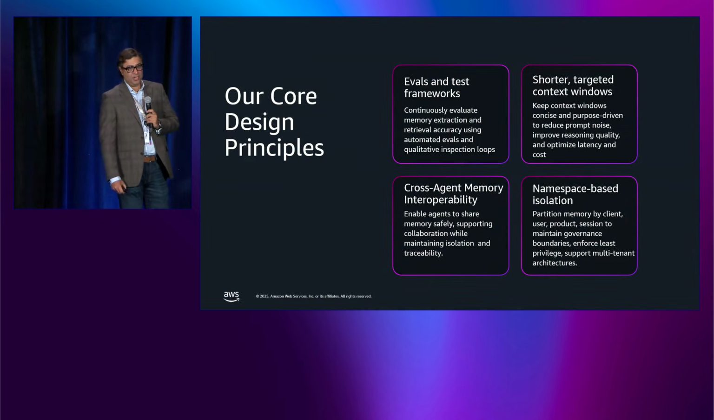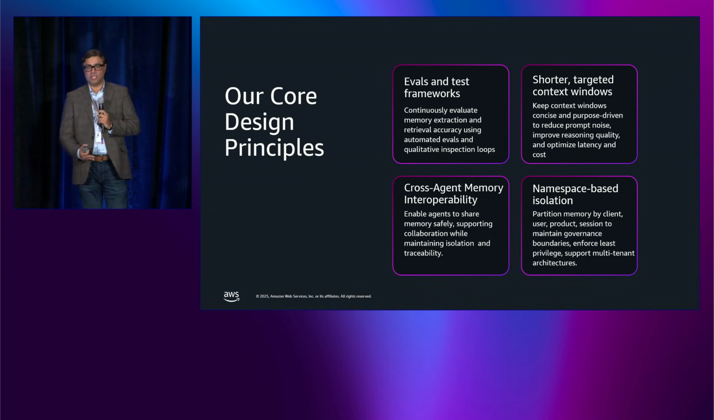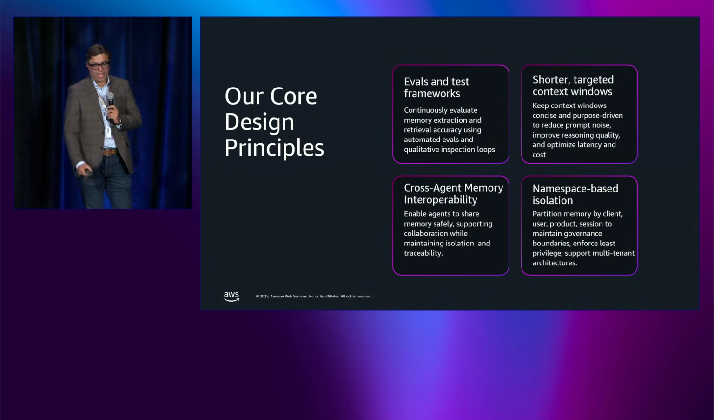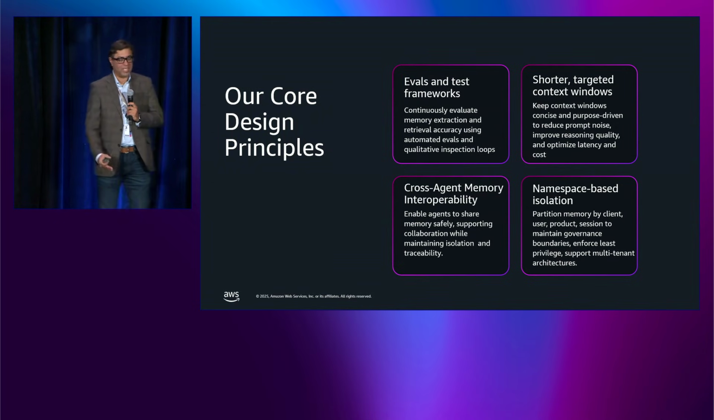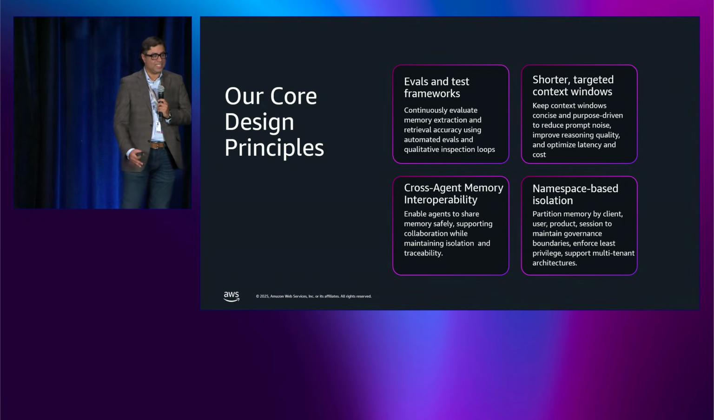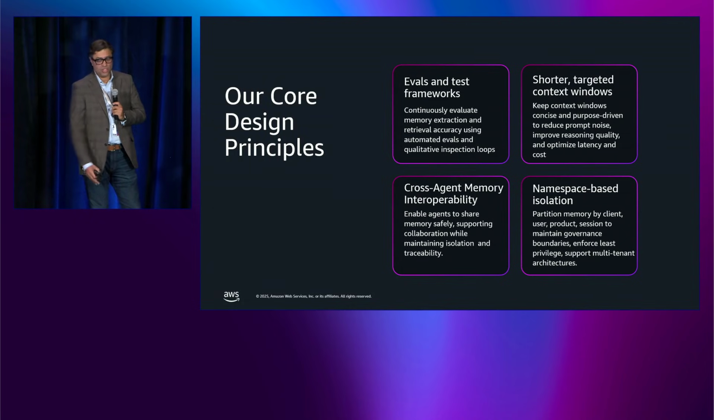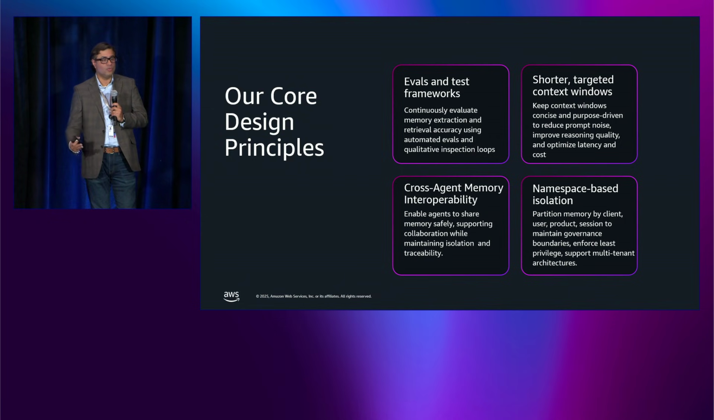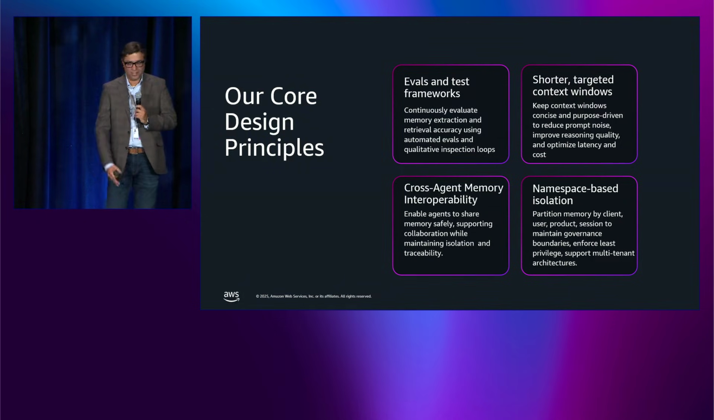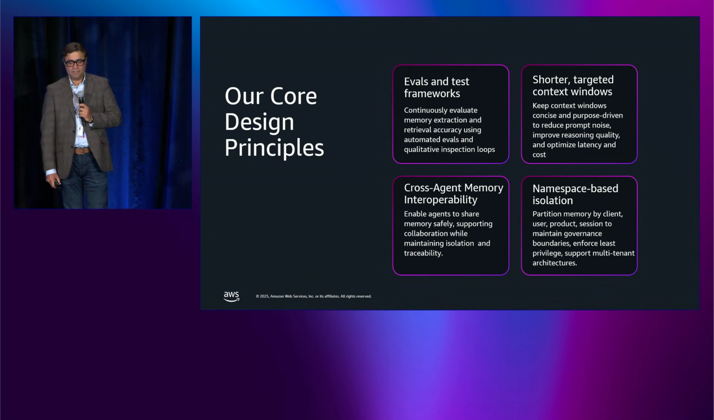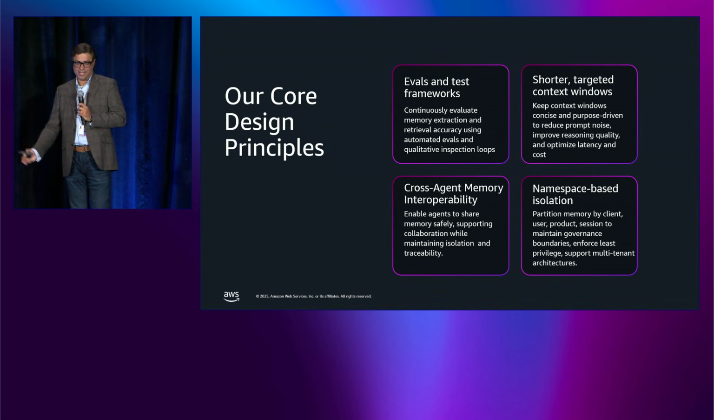Our core design principles, which underpin all of this architecture, the current state and the future state, leverage four pillars. First, evaluation and test frameworks, which continuously evaluate your memory extraction processes. We also focused on cross-agent memory interoperability so that agents can share memory across different agents, because then they can orchestrate with each other and give you a very informed opinion with the context in mind. We also have shorter, targeted context windows, which keep it very purposeful and concise.